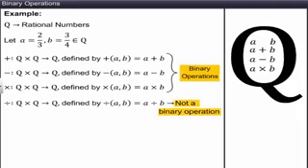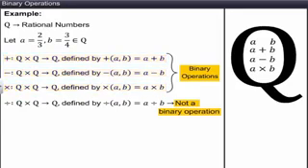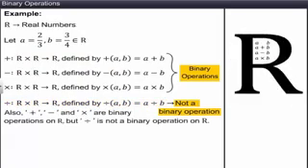Therefore, we can conclude that addition, subtraction and multiplication are binary operations on Q, but division is not a binary operation on Q. This result can be extended to the set of real numbers R. Also, do check it out.